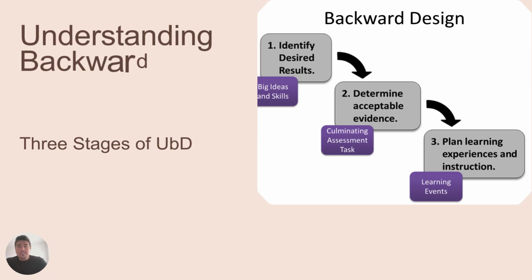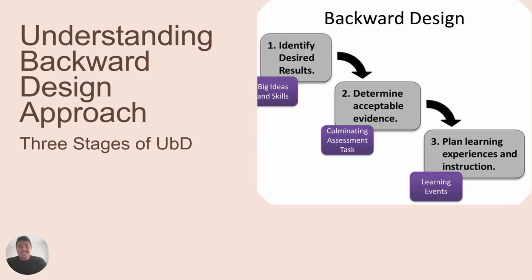Then we have our second stage, determine acceptable evidence. What this second stage asks is how will we know if students have achieved the desired results that we want? It focuses on performance tasks and authentic assessments. For example, students could build a mini ecosystem model and explain how energy flows through it.